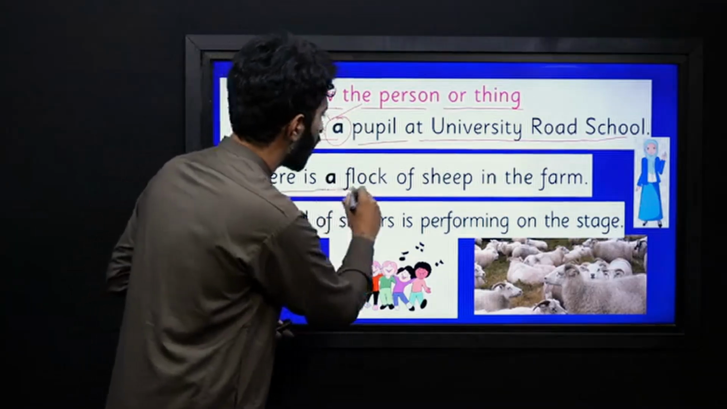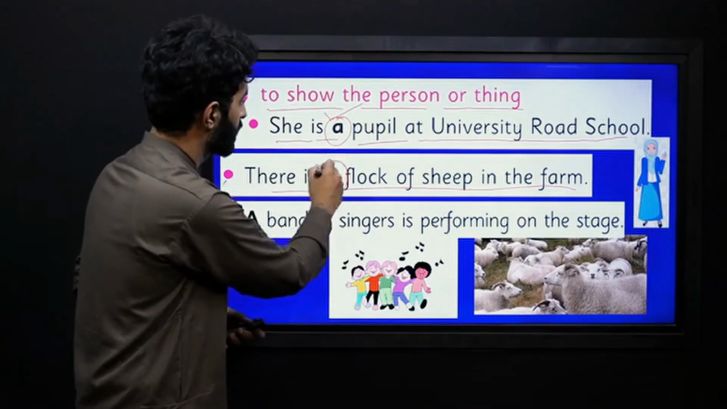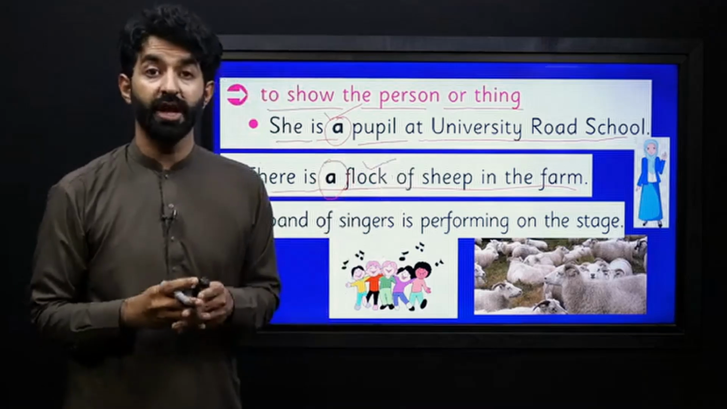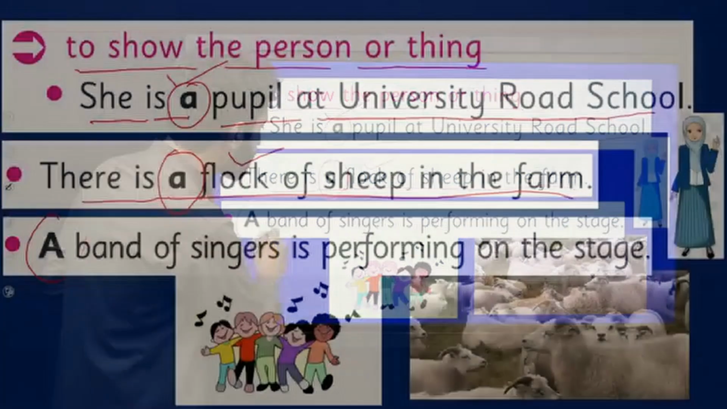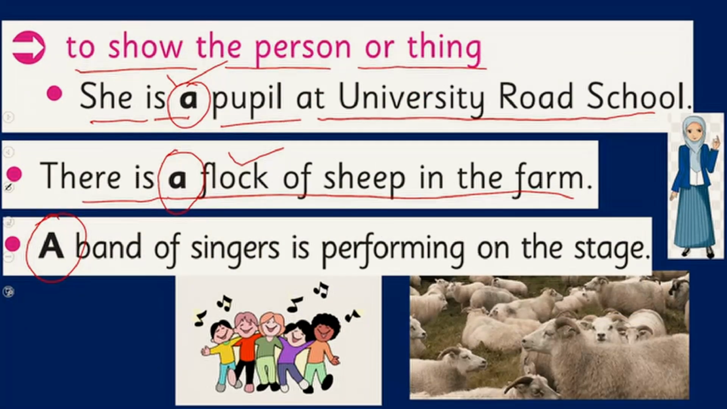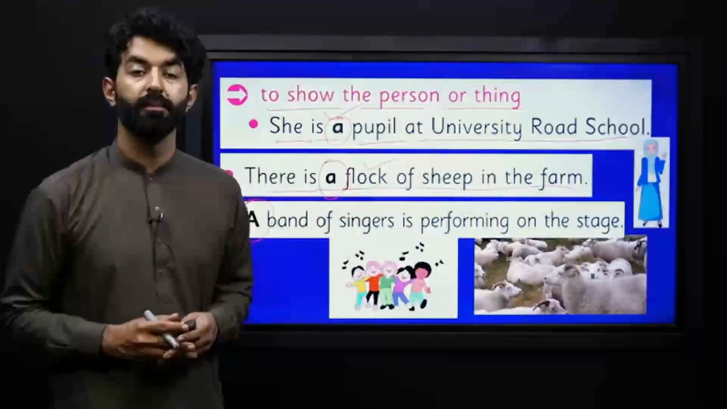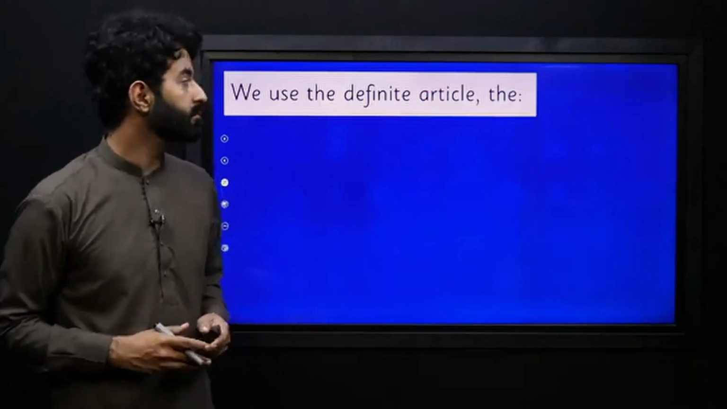There is a flock of sheep in the farm. So we are describing this thing, the group. So that's why we are using a before it. A band of singers is performing on the stage. So this is how we use them before a person or anything.